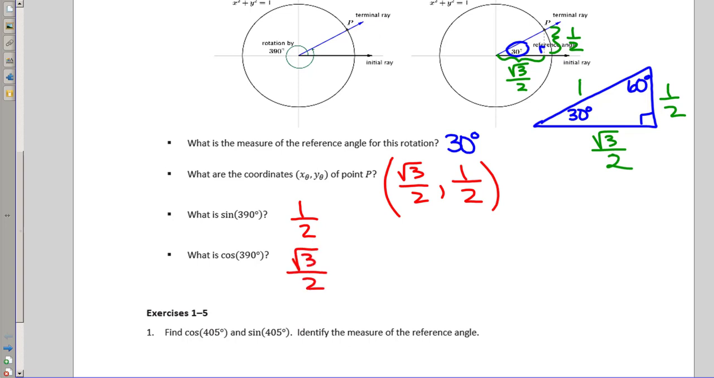Now again, you can go to the calculator and you can check these if you'd like. So if we go to the calculator, we can still enter the sine. Oops, my calculator had a mini freak out. You can do the sine of 390.